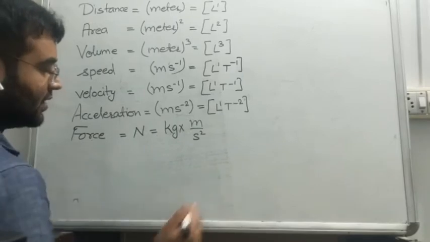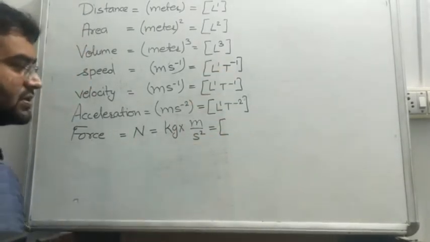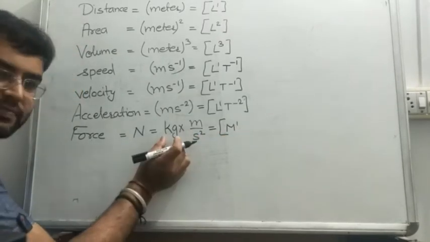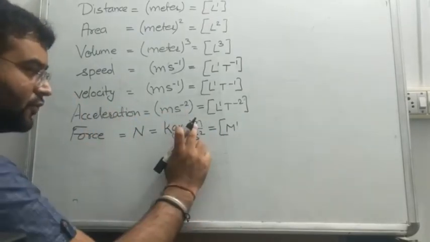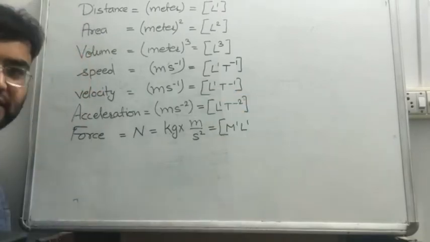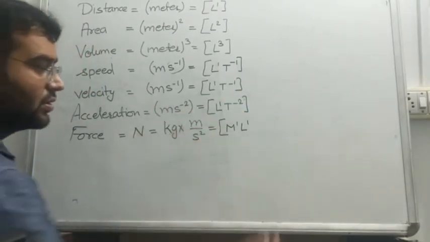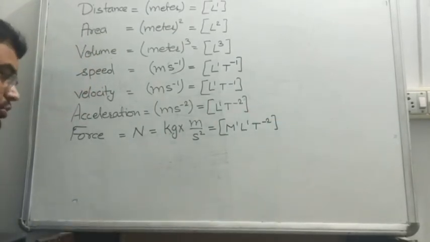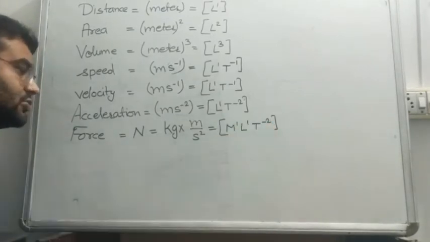So in that case, if we write the dimension of force, for kg we have M1, because kg is mass, and for mass we have the dimension M1. For meter, which means distance, we have dimension L1. And for the time, which is in the denominator, we will write T minus 2. So the dimension of force is M1 L1 T minus 2.